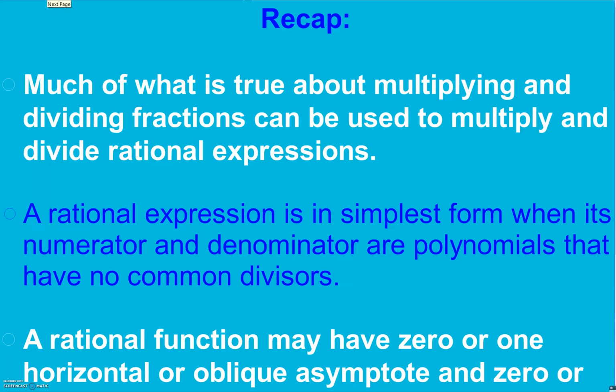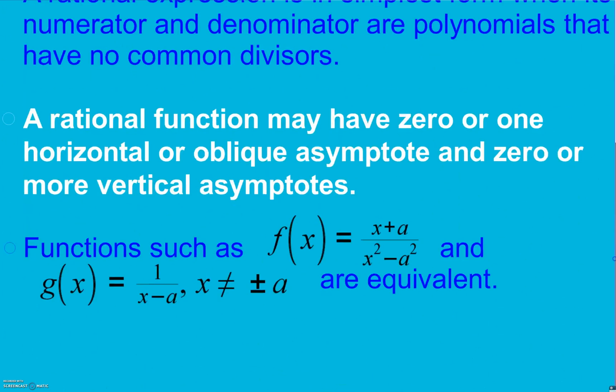So quick recap here. Much of what's true about multiplying and dividing fractions can be used to multiply and divide rational expressions. We still multiply straight across and multiply by the reciprocal when we're dividing. A rational expression is in simplest form when its numerator and denominator are polynomials that have no common divisors. A rational function may have 0 or 1 horizontal or oblique asymptote and 0 or more vertical asymptotes. And again, remember, asymptotes are things that our graph is never going to cross or touch. Okay, vertical asymptotes, up and down, horizontal, left and right, and oblique are any of them that are at an angle.